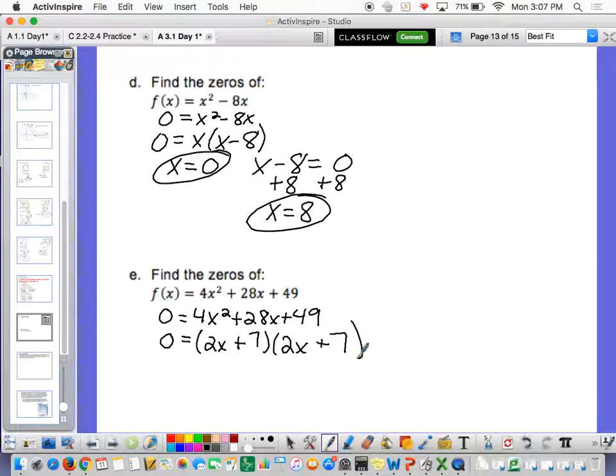Excellent. Okay, so two things multiplied together equals 0, then you set them equal to 0. Oh, and if you notice, they're both the same thing, so there's probably going to be only one answer. Sure is. You subtract 7, so 2x equals -7, divided by 2, x is -7/2.